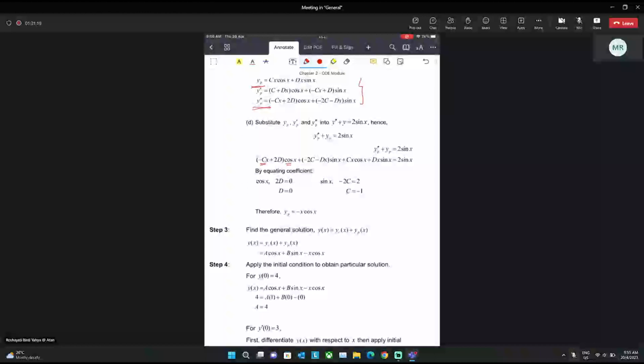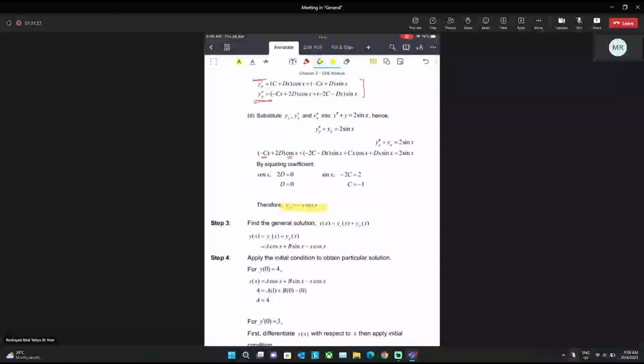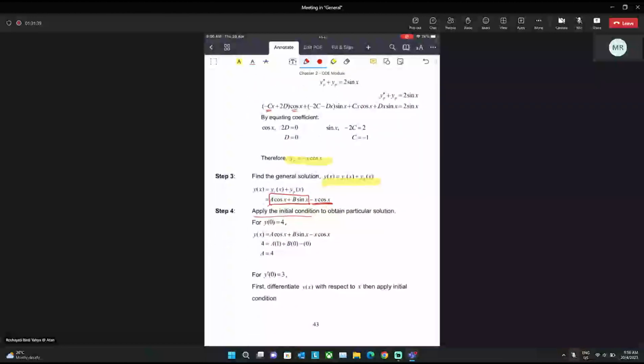Right, therefore YP, okay, you akan dapat YP negative X cos X nanti. Find general solution. So Y equal to YC plus YP. Masukkan, this is your YC and then plus YP that you just got just now. Apply initial condition. Okay, you have the first one y(0) equal to 4 and then the second one y prime (0) equal to 3.